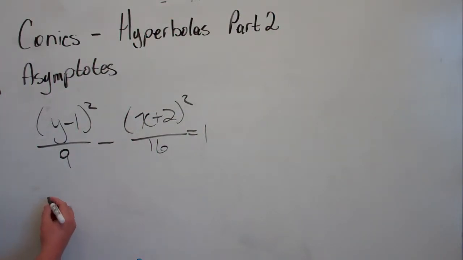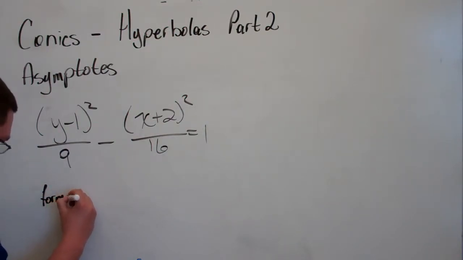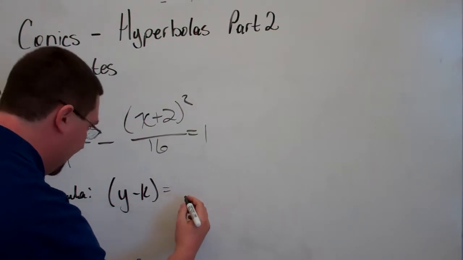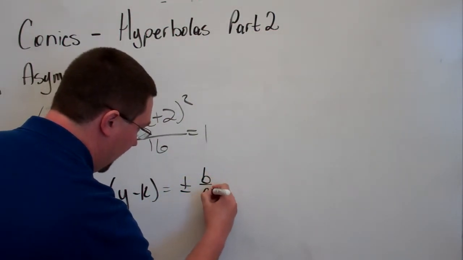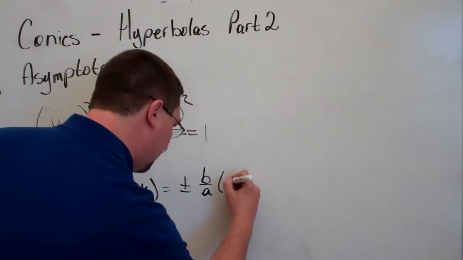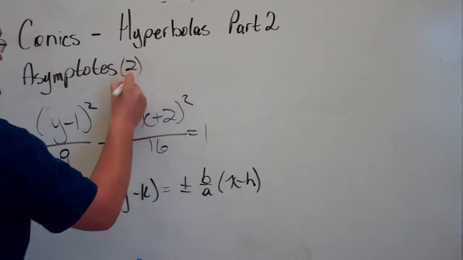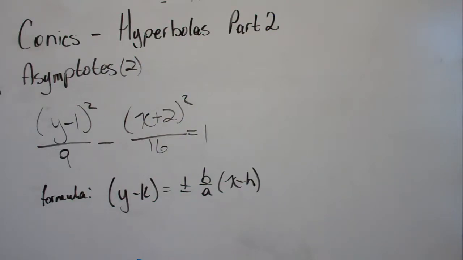Well, to start off with, we need our formula, of course. So your formula is simply y minus k equals plus and minus b over a times x minus h. That's your formula, guys. That'll give you two asymptotes. For asymptotes, you will have two of them. They will cross and look like an X in between your two parabolas. So let's figure out our asymptotes.